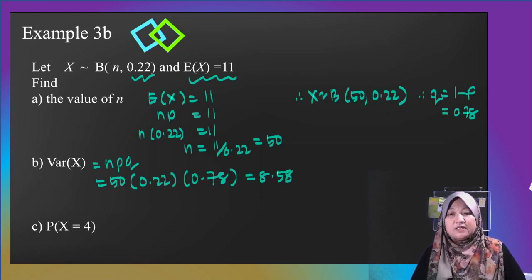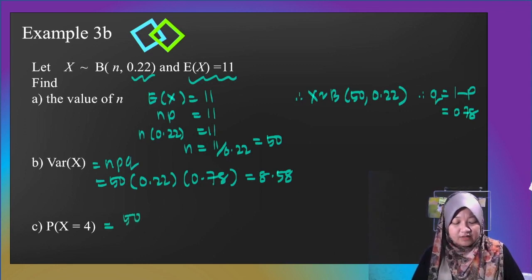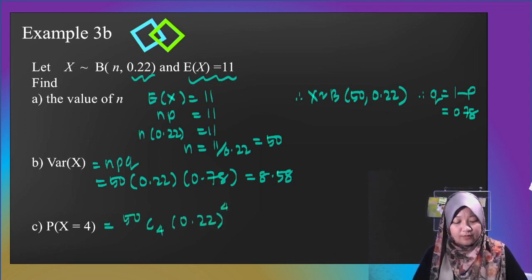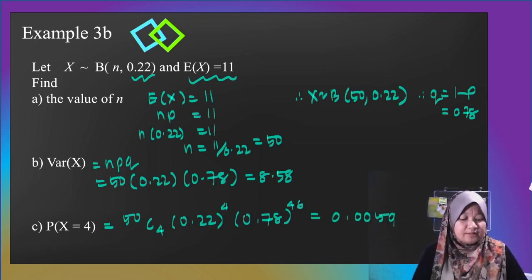Okay. C, probability X equal to 4. Okay, kita boleh terus je guna formula 50C4, 0.22 power of 4, 0.78 power of 46. Then the answer is 0.0059.